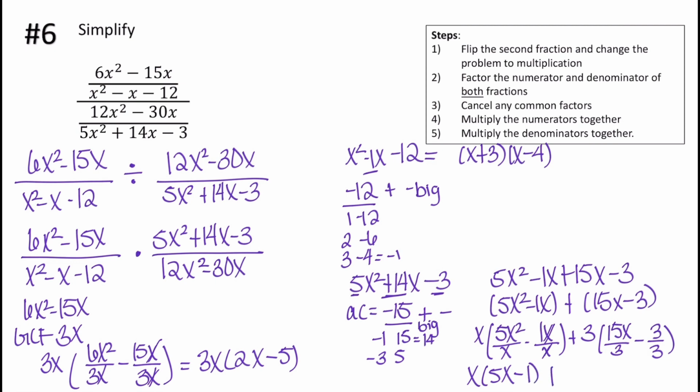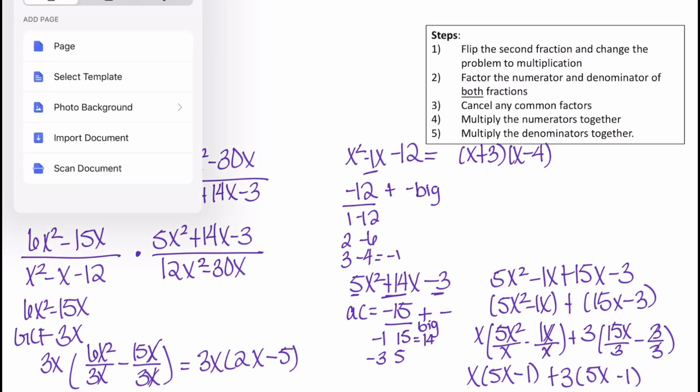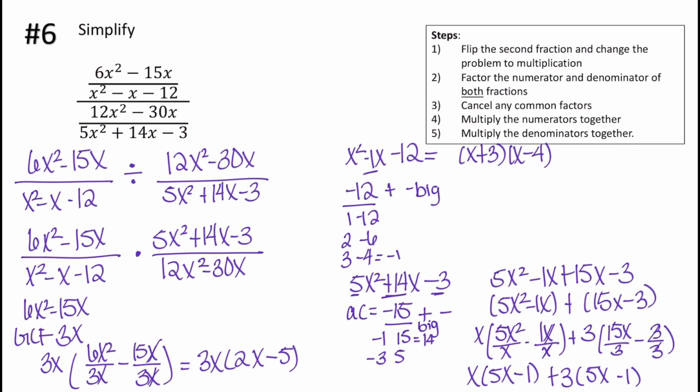In the second set, we have 3 times 15 over 3 is 5, and then we have x, and then 3 and 3 cancel, so we have 5x minus 1. So now when we write out those factors, we factor out that common factor of 5x minus 1, and what we're left with is x plus 3.